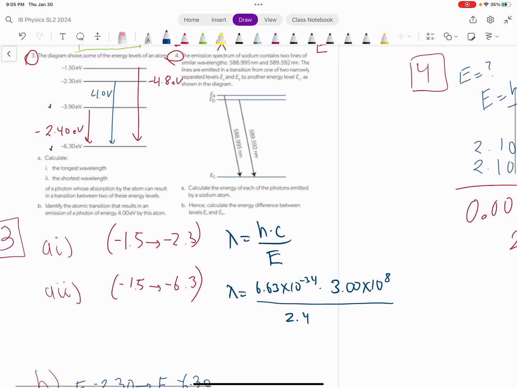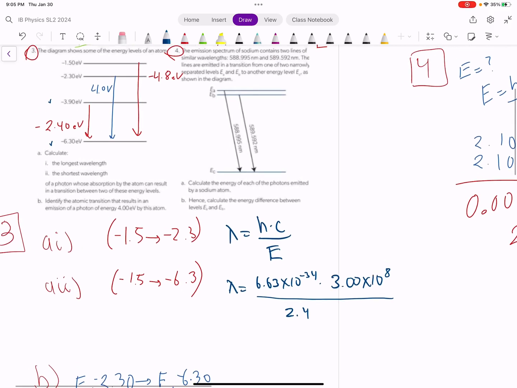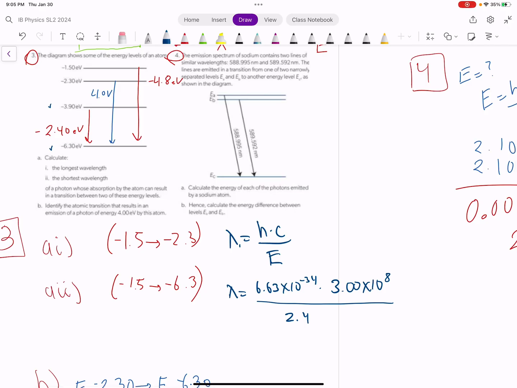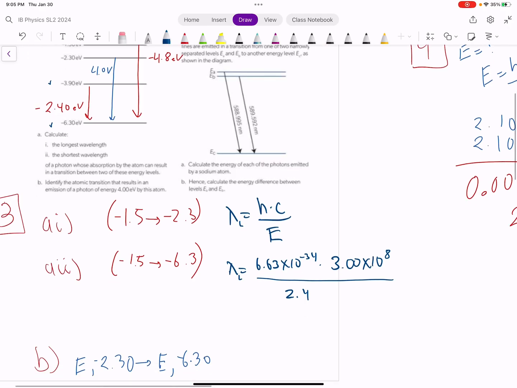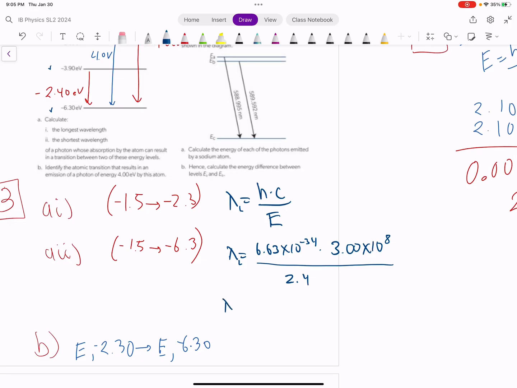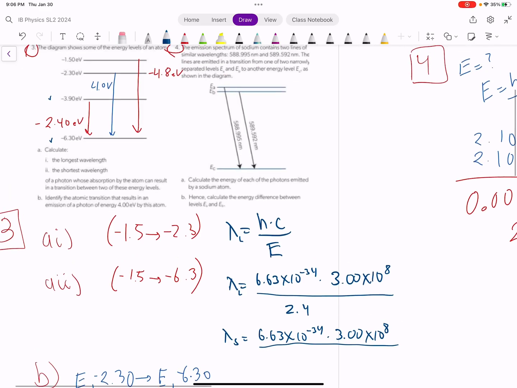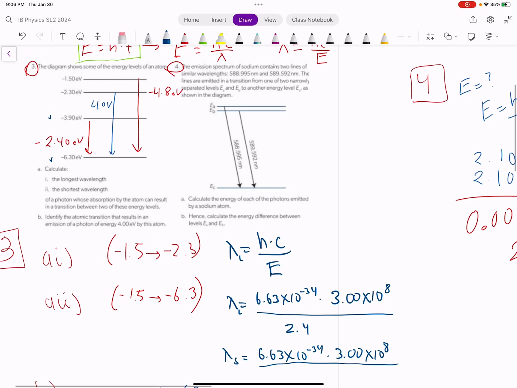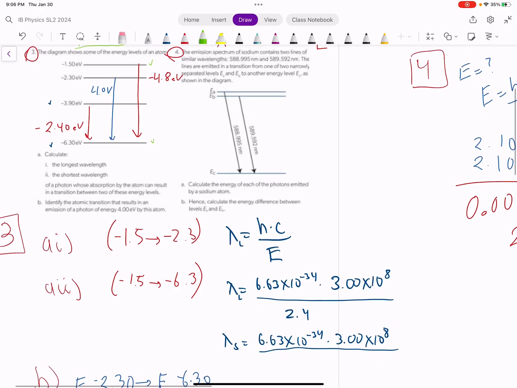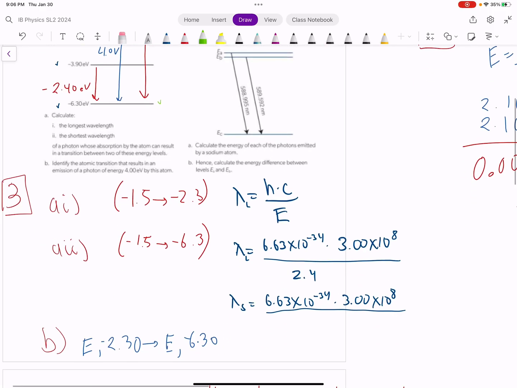And so we're just going to calculate this. Okay. This would give us the longest wavelength. So I'll put an L here for the longest wavelength. For the shortest wavelength, we would do the same equation again. But then we would divide by the greatest amount of energy between transition levels. And that would be here, the highest one and the lowest one. That would be 4.8. So we put 4.8 in here.